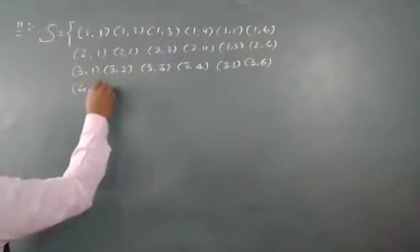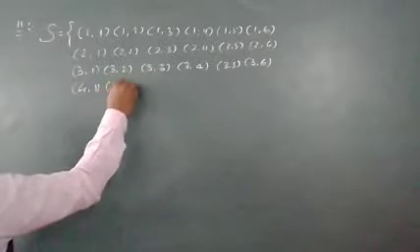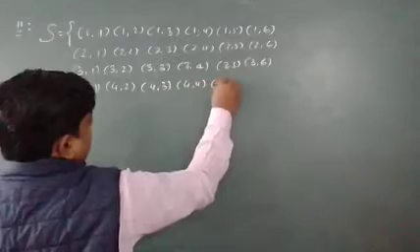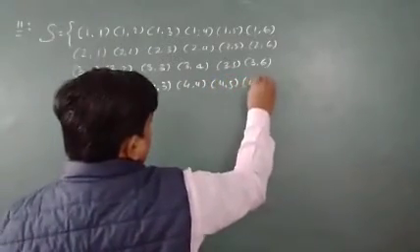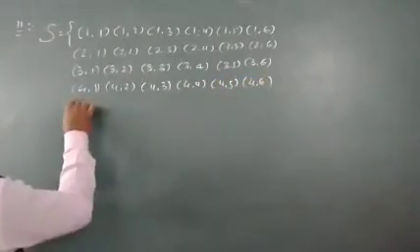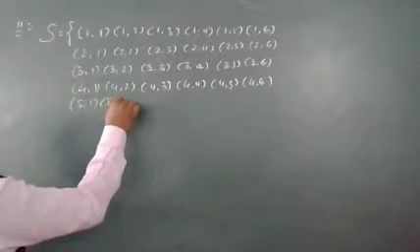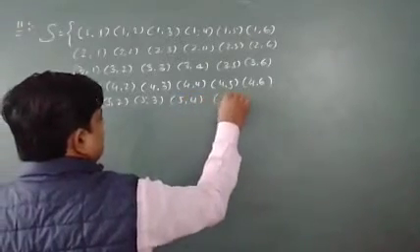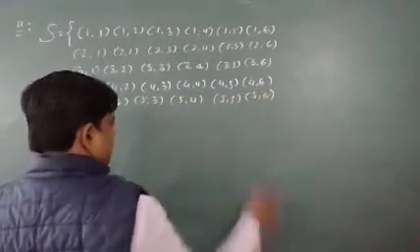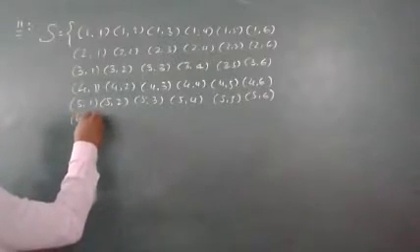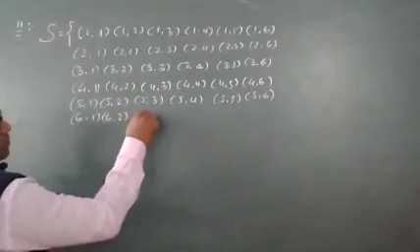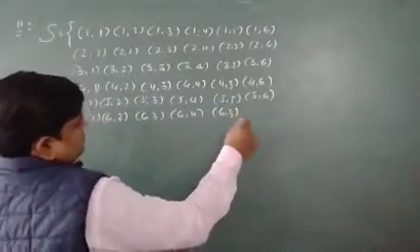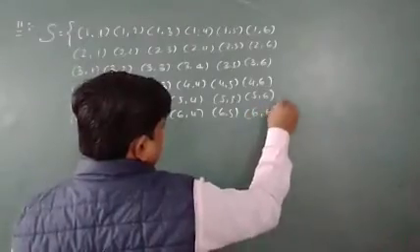Then 4 1, 4 2, 4 3, 4 4, 4 5 and 4 6. Then it is 5 1, 5 2, 5 3, 5 4, 5 5 and 5 6 will be there. And then after that 6 1, 6 2, 6 3, 6 4, 6 5 and 6 6 will be there.